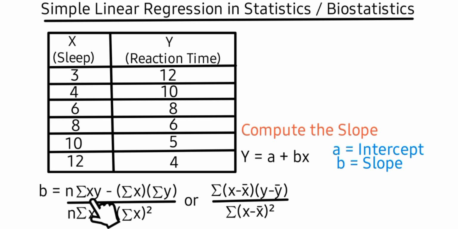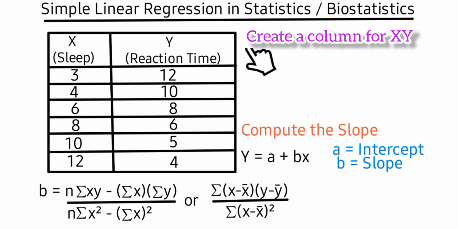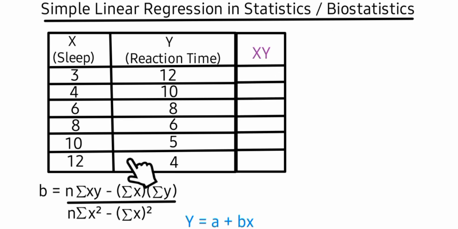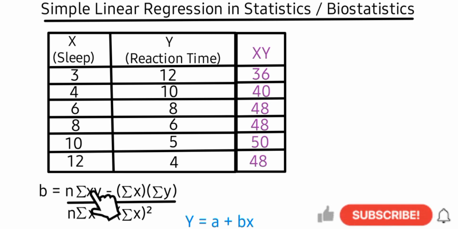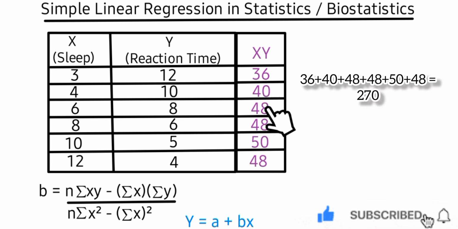Using this formula, we can see summation xy. This entails that we'll create a column for xy in our table. xy means the product of x and y: 3 times 12, 4 times 10, 6 times 8, 8 times 6, 10 times 5, 12 times 4. We have summation xy, so we sum up the xy column: 36 plus 40 plus 48 plus 48 plus 50 plus 48.